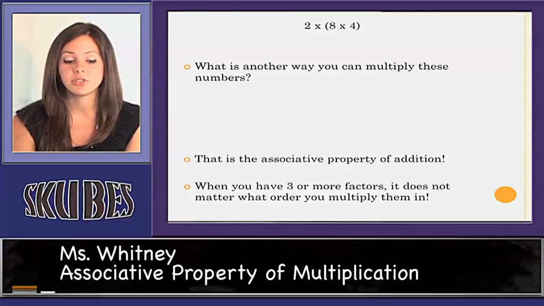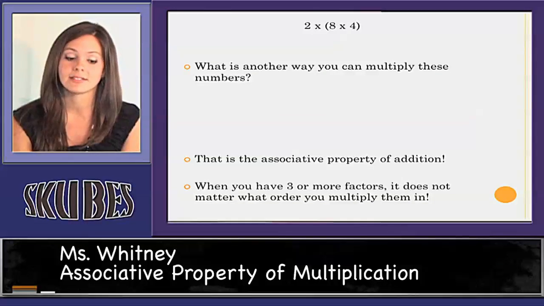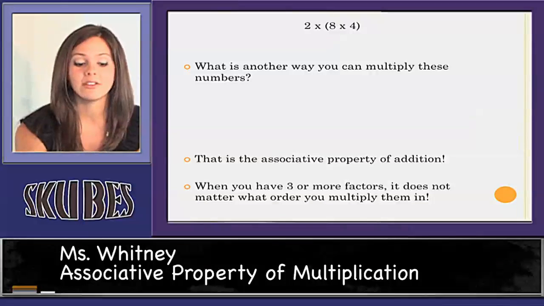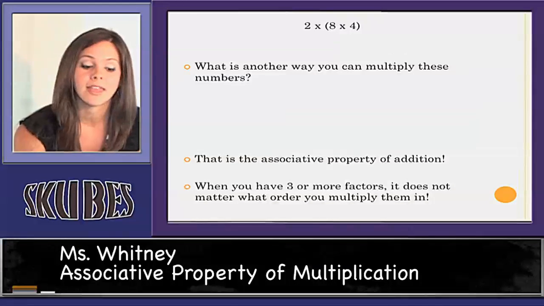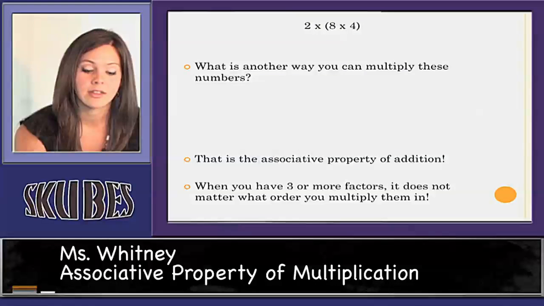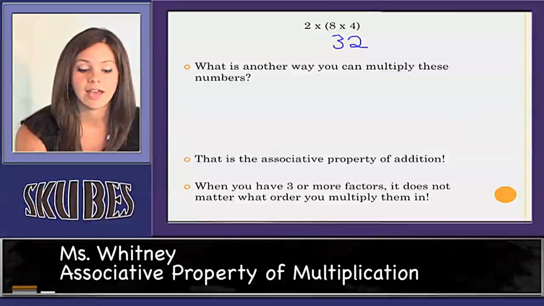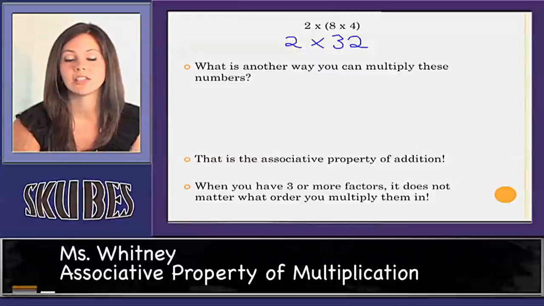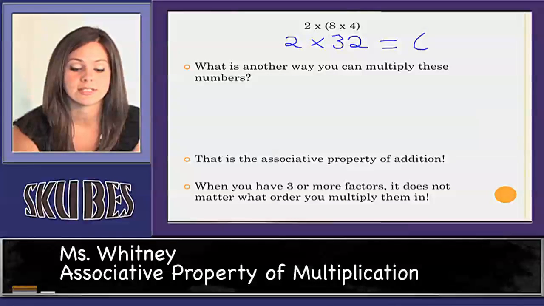We have the numbers 2, 8, and 4. 2 times 8 times 4. The 8 and the 4 are in the parentheses. We must multiply them first. 8 times 4 is 32. Then we bring down the times 2, and we can multiply 2 times 32, and that equals 64.